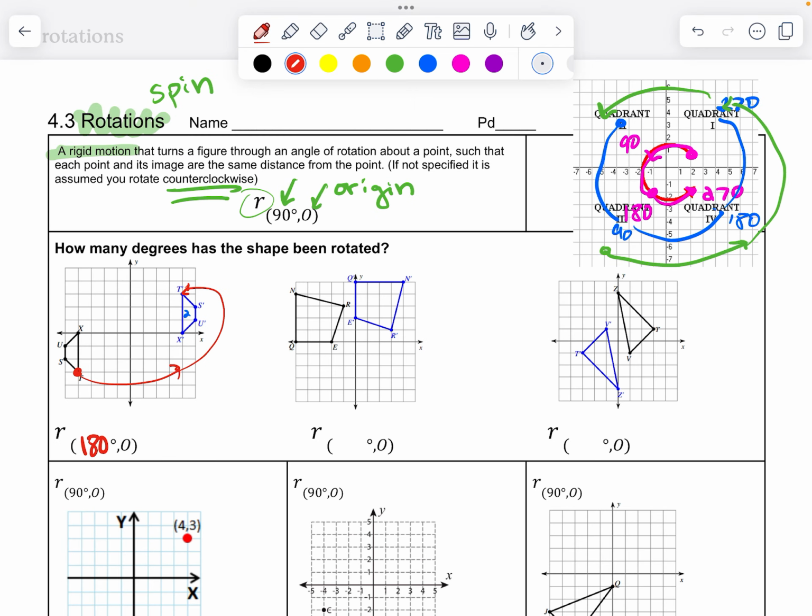In this class, y'all, we're keeping it in quadrants. We're only going to rotate 90s, 180s, and 270s. So a one rotation, 2 rotation, 3 rotation, right? We're going to keep it in the basics. And we are always, always, always going to rotate it about the origin. So those are rules that we are sticking with in general geometry that will help you out a little bit.